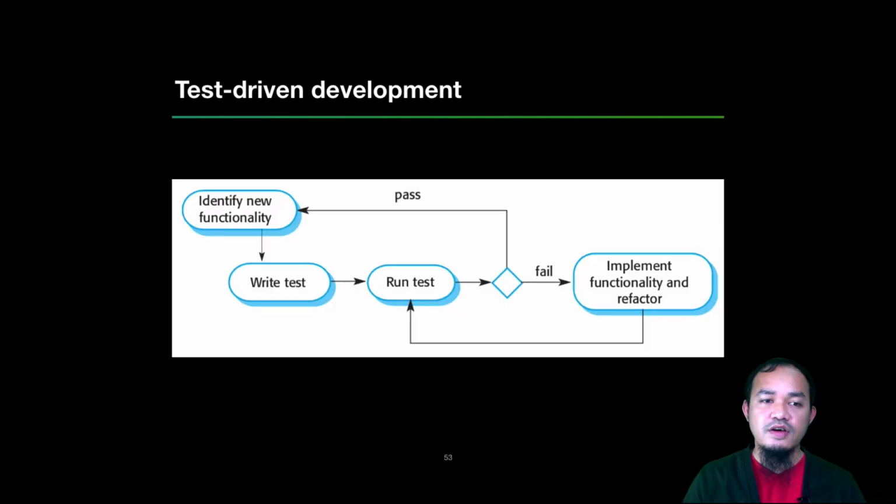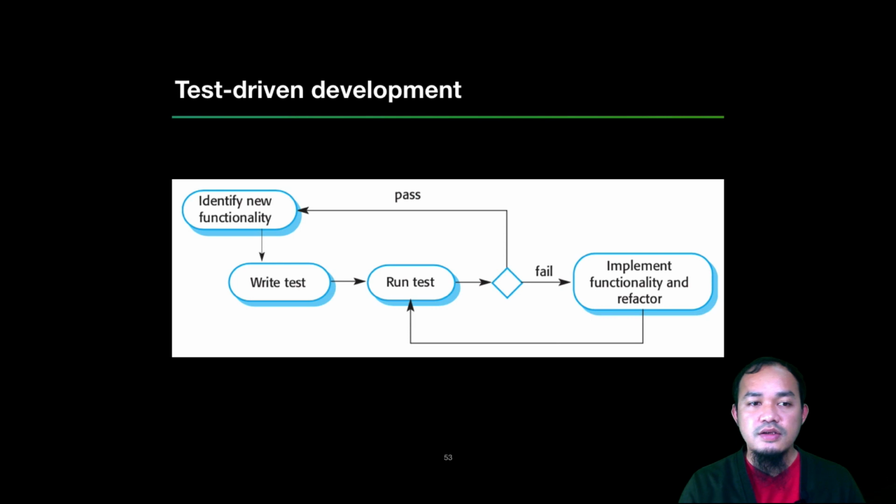This is the generic process of test-driven development, or TDD. First, you identify a new function, the function you want to write code for. Then you write the test, and then run the test. Then you will see whether the function passes the test or not.